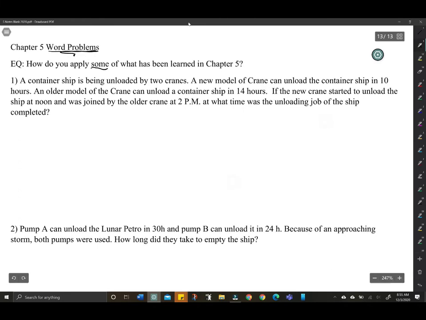So a container ship is being unloaded by two cranes. A new model of crane can unload the container ship in 10 hours. An older model can unload it in 14 hours. So the new crane is going to start the job at noon, and then it's going to be joined by the older crane at 2 p.m. So 2 hours later. That might just be helpful to write down there. So the question is, at what time is the job finished?